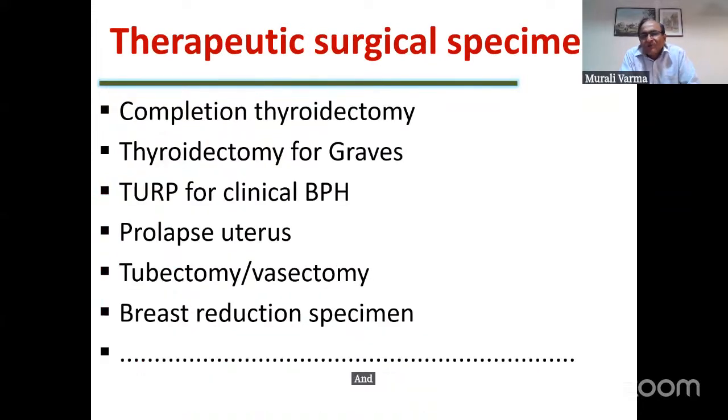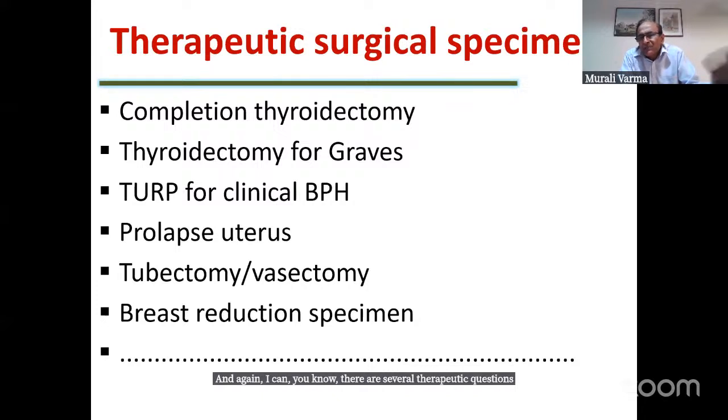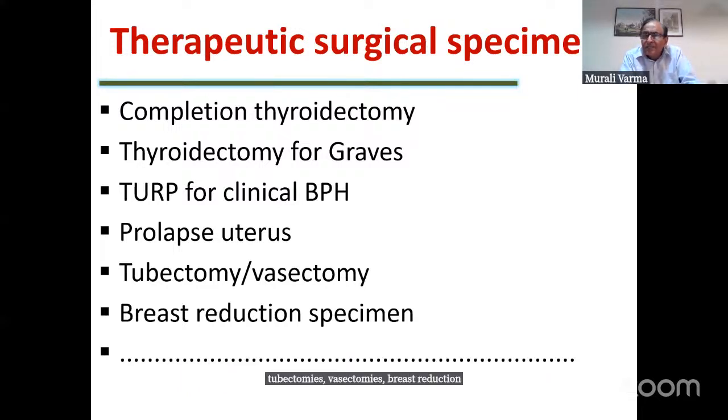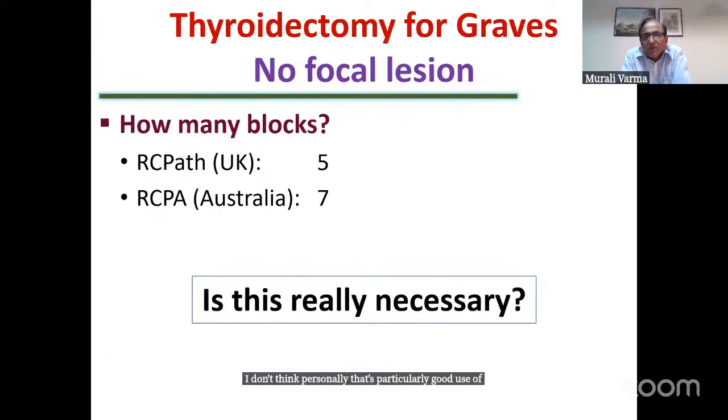And again, there are several therapeutic specimens. We can talk about completion thyroidectomies, thyroidectomy for Graves' disease, TURPs for BPH, prolapsed uterus, tubectomies, vasectomies, breast reduction specimens, could go on forever. These specimens have been done as part of a treatment process. It is reasonable for us to fix them properly, take thin slices, do a careful macroscopic examination, but after that, taking a lot of specimens, random blocks of no focal abnormality, I don't think personally that's particularly good use of pathology resources. An example of that is a thyroidectomy for Graves' disease.